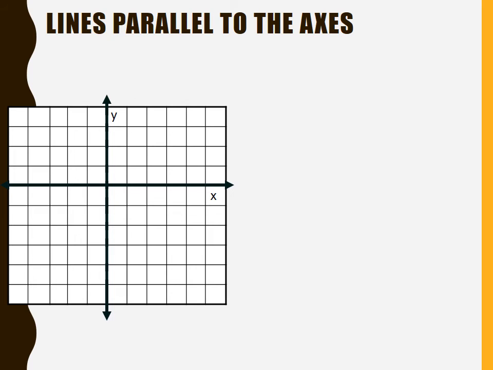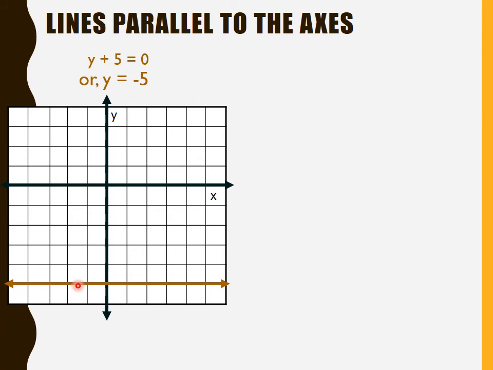Lines parallel to the axis. In the graph over here, we can plot y plus 5 equals 0. In terms of y, the equation will be y equals minus 5. So if we plot it, starting from the origin, we can come down to minus 5. 1, 2, 3, 4 and minus 5. So right here is y equals minus 5.